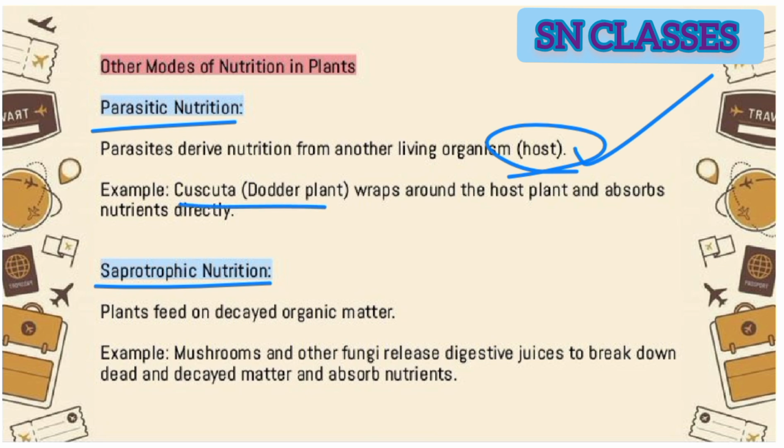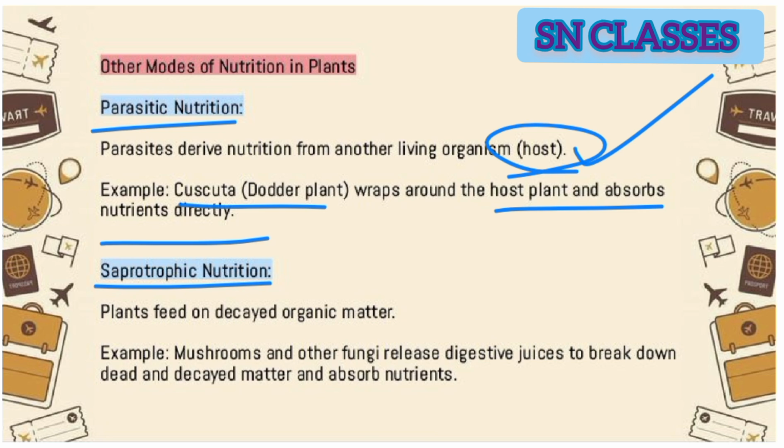It is also called the dodder plant. This cuscuta wraps around the host plant and absorbs the host plant's nutrition directly. It decreases the growth and development of the host plant, and the host plant's nutrition is taken by this cuscuta, which grows very well. So cuscuta is one of the parasitic plants.